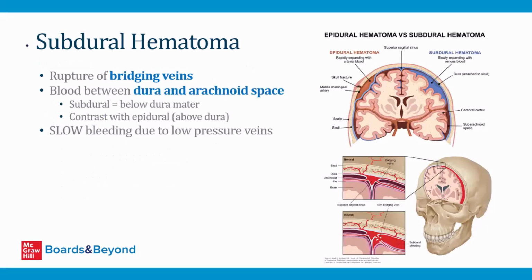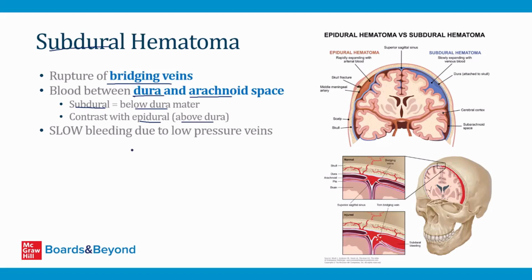Okay, moving on, our next form of intracranial bleeding is a subdural hematoma. This occurs when there's rupture of bridging veins, not arteries. This doesn't involve the arterial system like epidural bleeds. The blood in this situation is going to fill the space between the dura and the arachnoid matter. It's called a subdural hematoma because the bleeding is below the dura mater, and this is in contrast to epidural hematomas, which are above the dura mater.